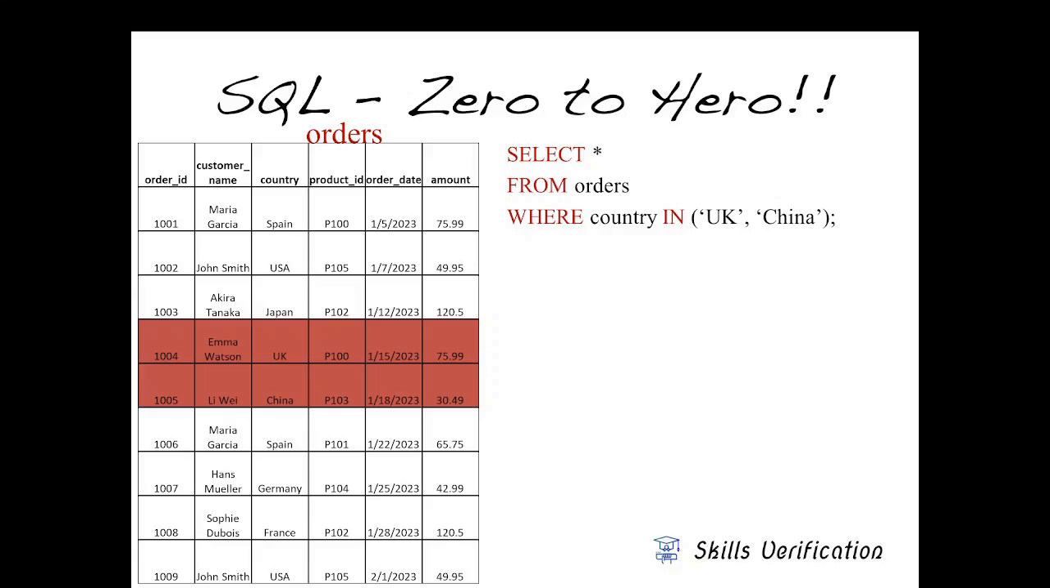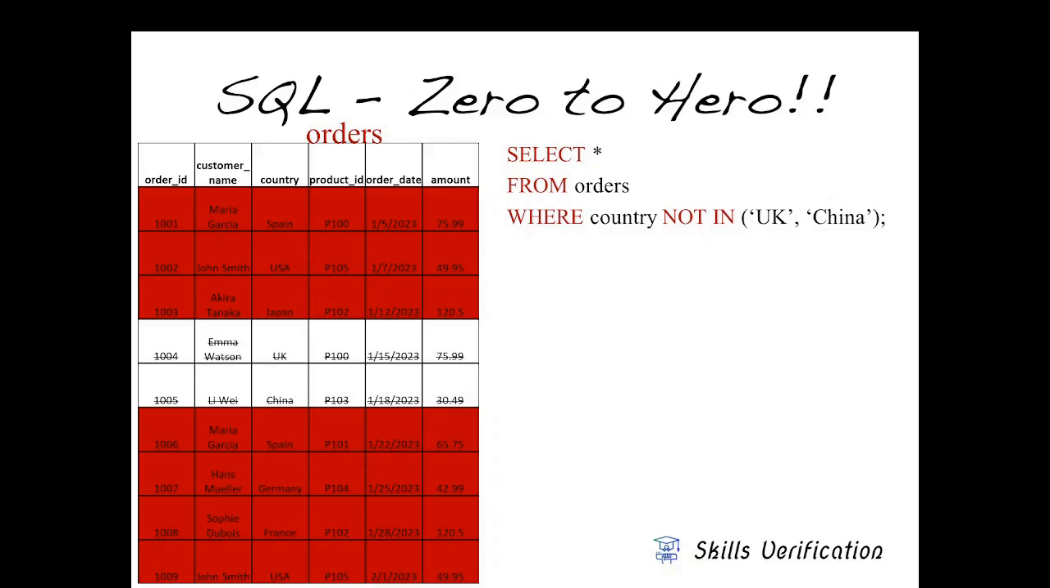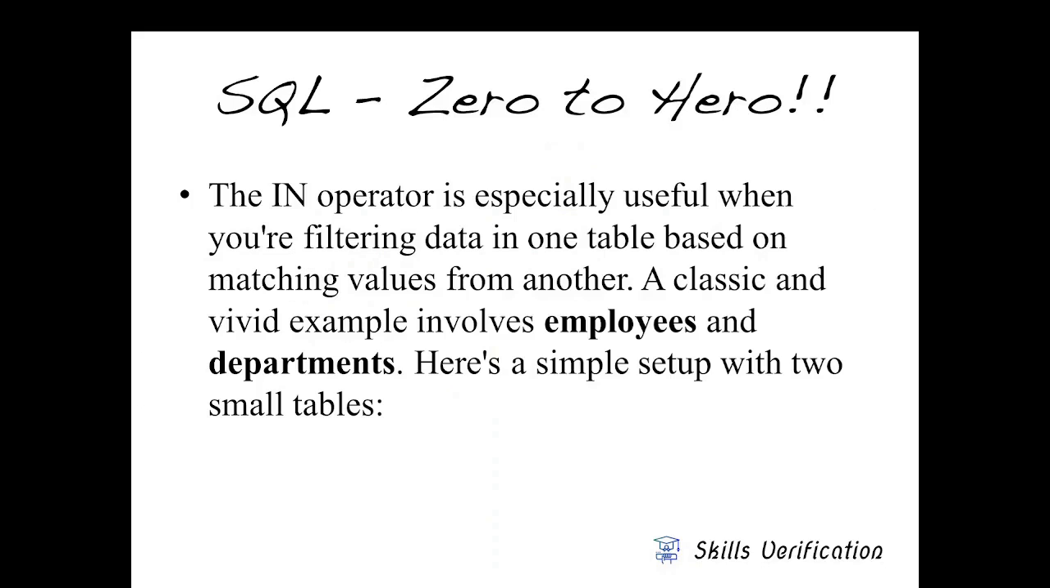Note that you can negate the IN operator by using the NOT operator with the query SELECT * FROM orders WHERE country NOT IN ('UK', 'China'), and it will output the records where the country is not UK and China, by excluding those records.